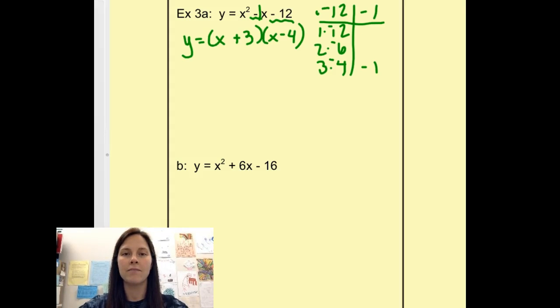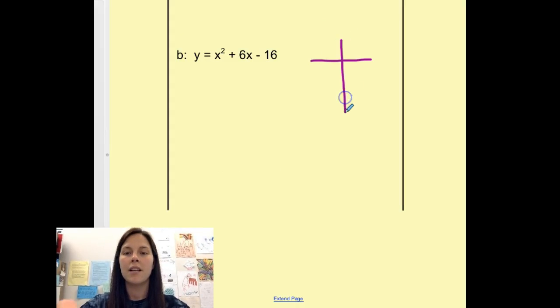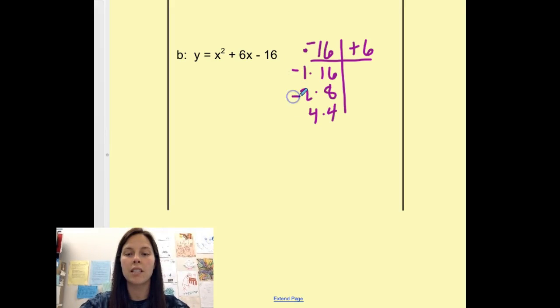And our last example, this time we are multiplying to a negative 16 and adding to a positive 6. So the numbers that multiply to 16 are 1 and 16, 2 times 8, and 4 times 4. To multiply to a negative but add to a positive, the smaller number needs to be negative. So we can see that negative 2 plus 8 gives us the positive 6. So we're going to factor this into x minus 2 times x plus 8.